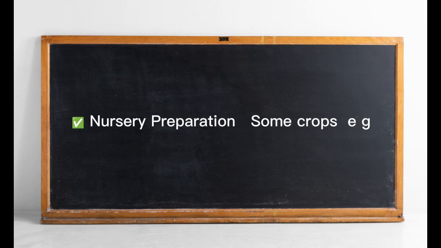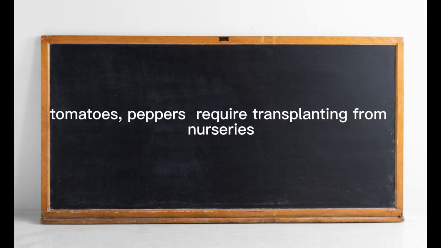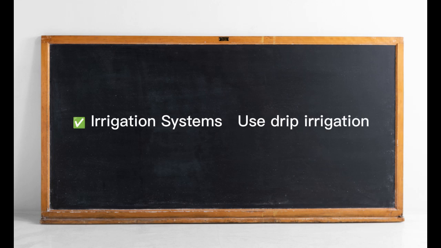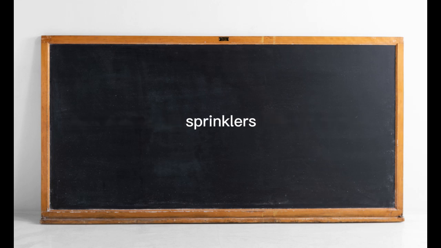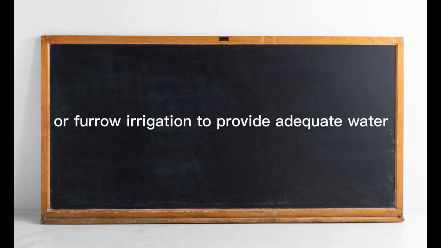Nursery preparation: some crops require transplanting from nurseries. 3. Water management and irrigation systems. Use drip irrigation, sprinklers, or furrow irrigation to provide adequate water.